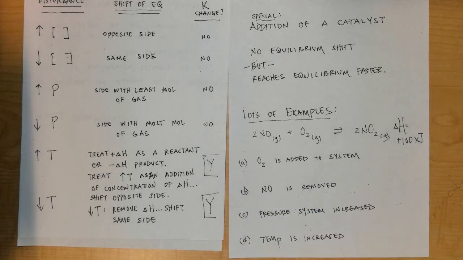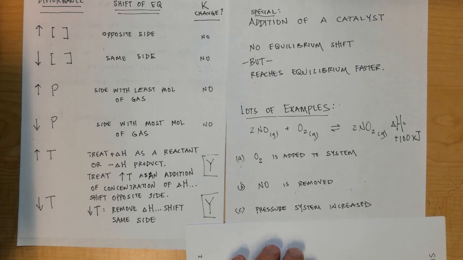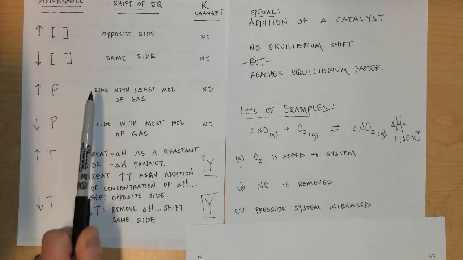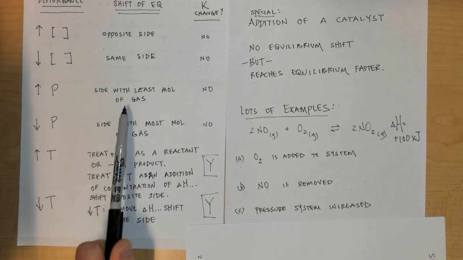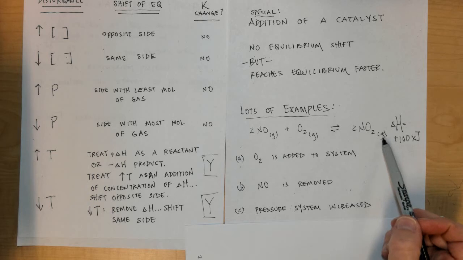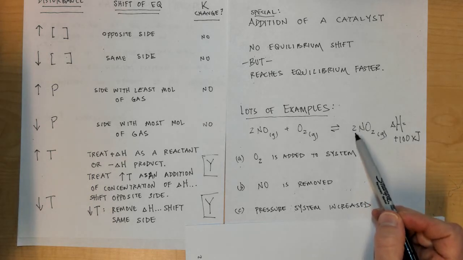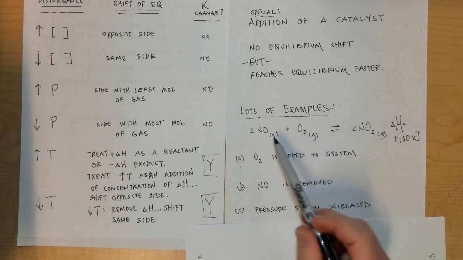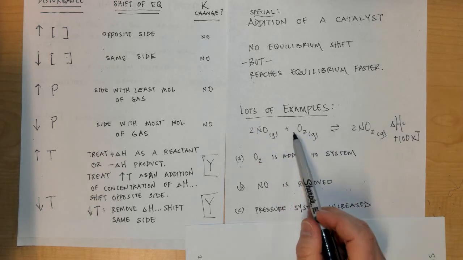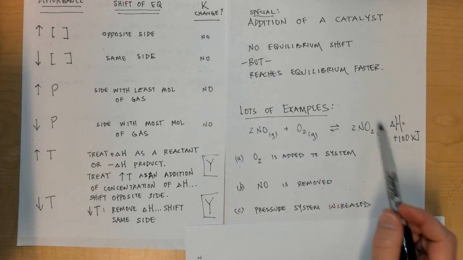Okay, letter C. If the pressure of the system is increased. If I increase P, it says it will shift to the side with the least moles of gas. So now you need to be good at counting. First of all, you need to know if they're gases or not. So here's gas, 2 moles of gas on this side, because there's a 2 in front of here. This is a gas, 1 mole. This is a gas, 2 moles. What's 2 plus 1? There's 3 moles of gas on this side, 2 moles of gas on this side.